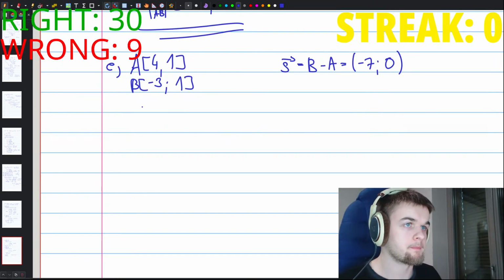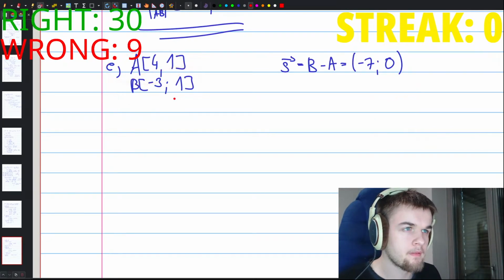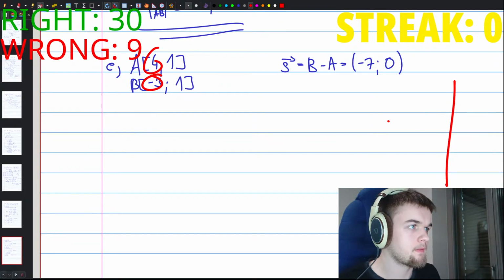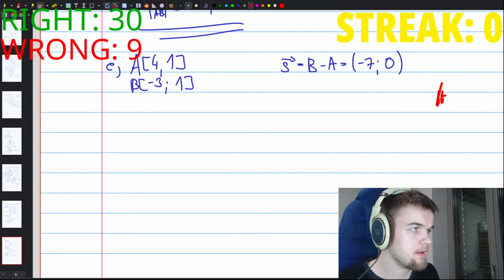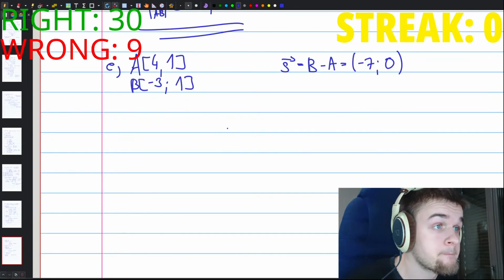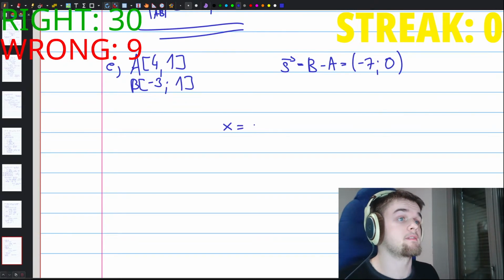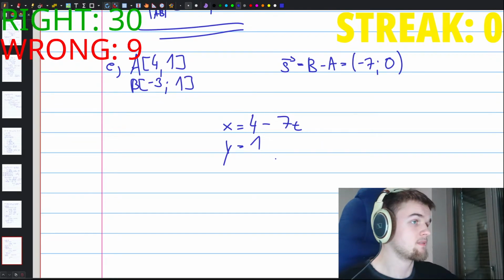Hate the constant. So now keep in mind, I have to plug in 1. I have to plug in this point. If I plug in B, it will not go like this, but it will go like this, which is incorrect because we are starting from A and we want to go to... I think we are starting from B and we want to get to A. I don't know, man. Maybe I'm just talking out of my ass. It is possible. 4 minus 7t and y equals 1. Does that make sense?